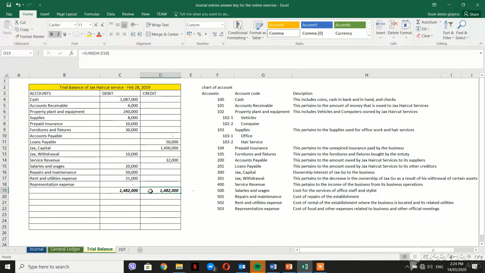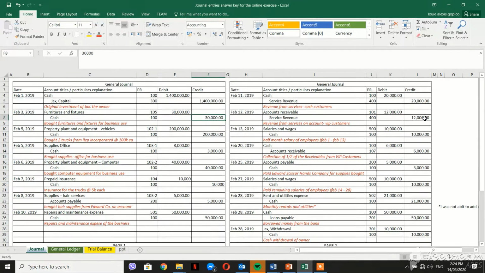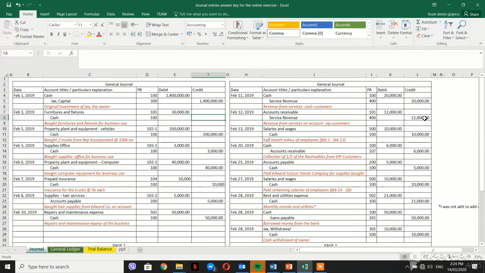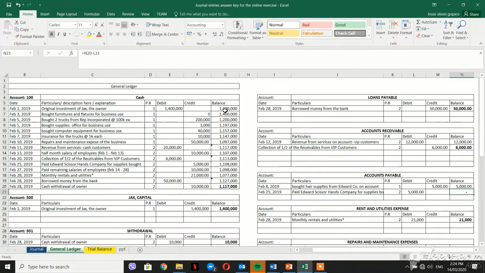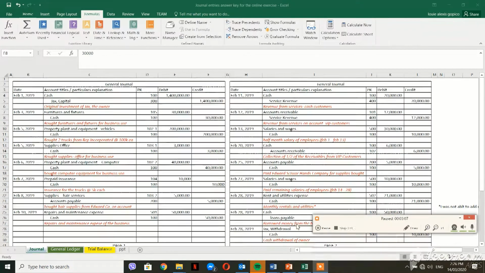So mag-equal naman talaga sila because of the double entry bookkeeping. Now, for example, I did not do the double entry bookkeeping. For example, here, I only recorded the debit. I did not record the credit. So look at your trial balance. So what did I delete? The cash on February 3. So the cash on February 3, 117. Hold on.